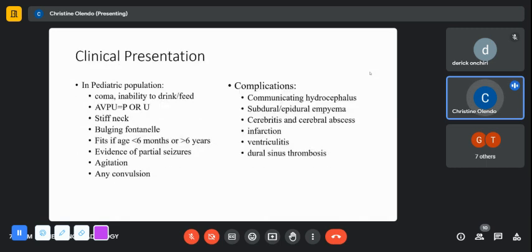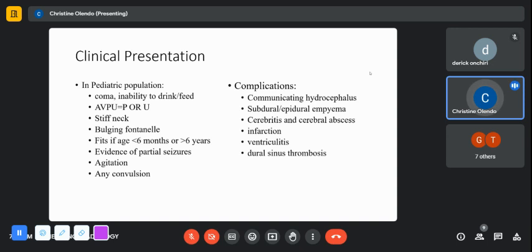So the clinical presentation in the pediatric population: you have a baby in coma or with inability to drink or feed. AVPU will be responsive to pain or unresponsive. The patient will have a stiff neck, and bulging fontanelles may be present. You might have fits if the child is less than 6 months or more than 6 years. There will be evidence of partial seizures. The baby might be agitated, and there could be convulsions as well.